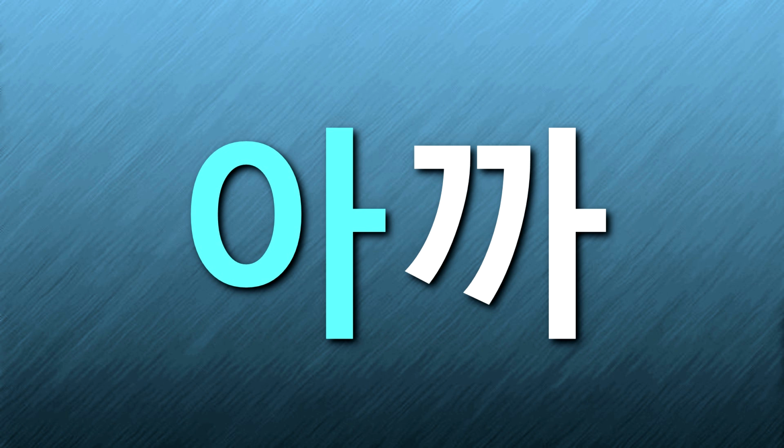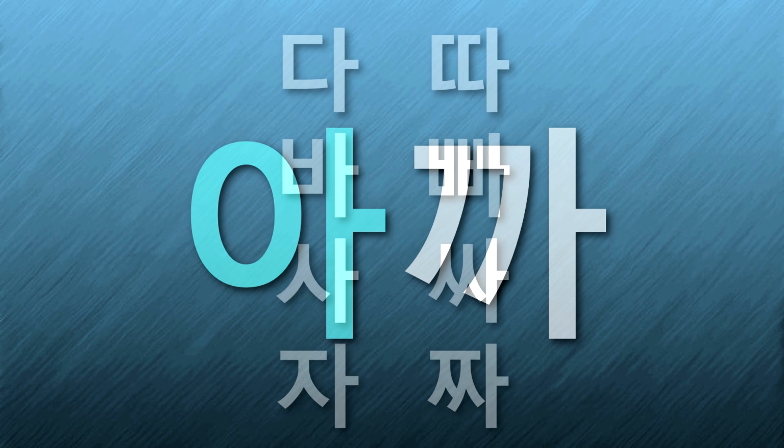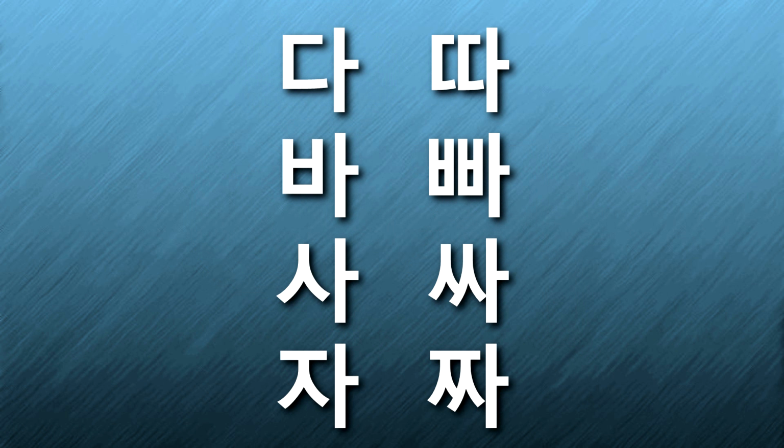Here are a few more examples of normal consonants and double consonants. Ta, da, pa, ba, sa, sa, cha, ja.